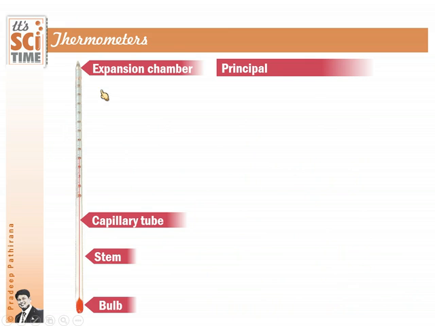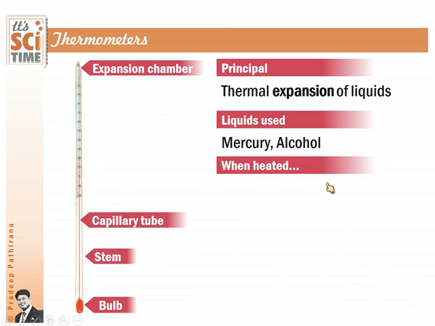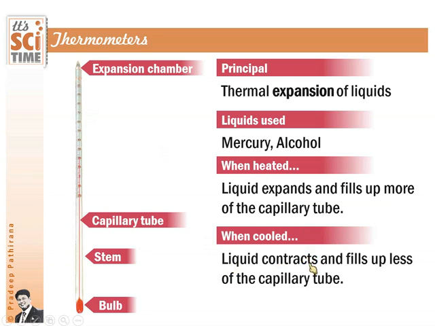When using thermometers, the basic principle is the thermal expansion of liquids. Liquids expand when they are heated, and the liquids we use are mercury or alcohol. When heated, the liquid expands and fills up more of the capillary tube. So what happens when cooled? When cooled, the liquid contracts and fills up less of the capillary tube. That means the mercury or alcohol level comes down. So this is the principle, and this is how we use thermometers to measure temperature.